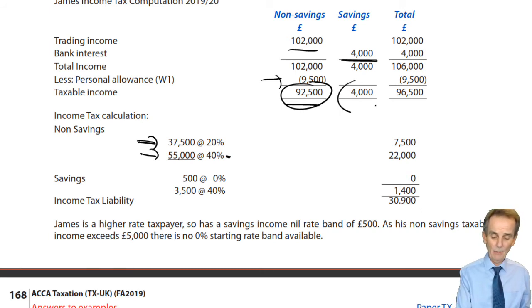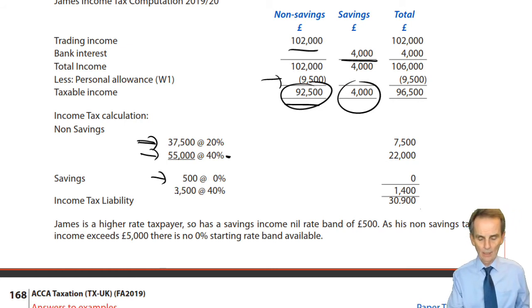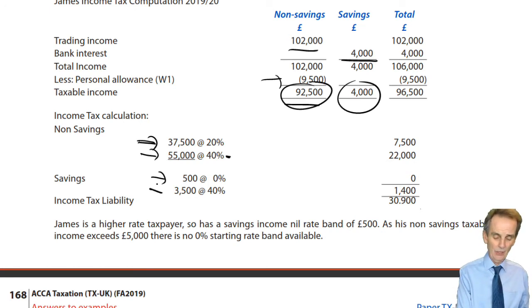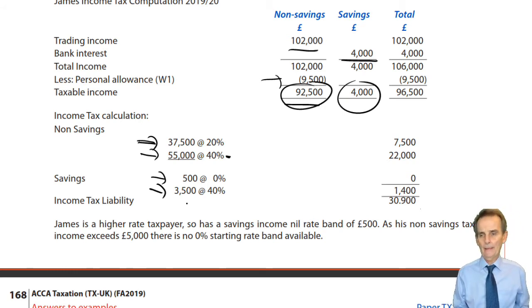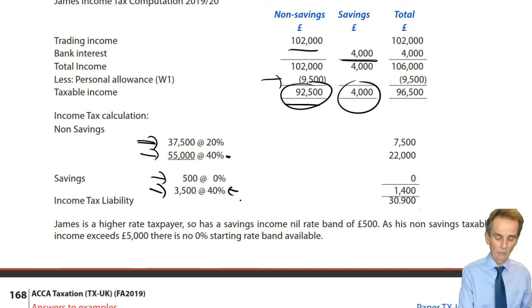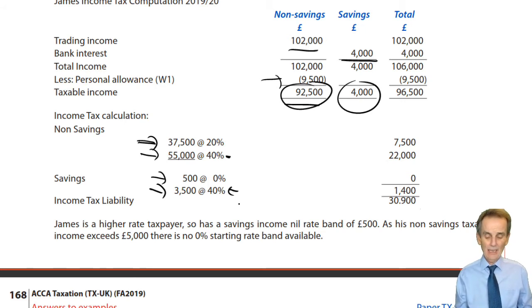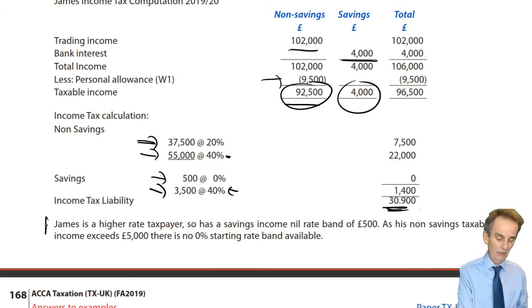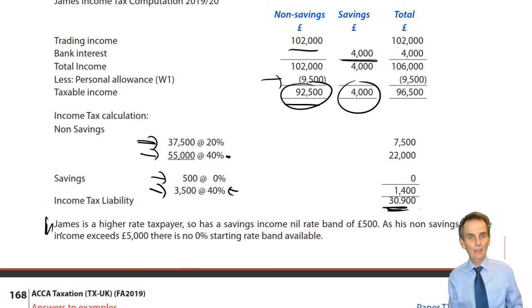Savings income, it's only 4,000, of which the first 500, given that we're only a higher rate taxpayer, benefits from the savings income nil rate band, and the balance of 3.5. Again, savings income there, other than where the 0 or nil rates apply, going to be taxed the same as non-savings. We're in the higher rate, it is therefore 40%. Do your calculations, add up your tax, and hopefully it's your income tax liability computed there. Again, the further notes about how we've dealt with the savings income.